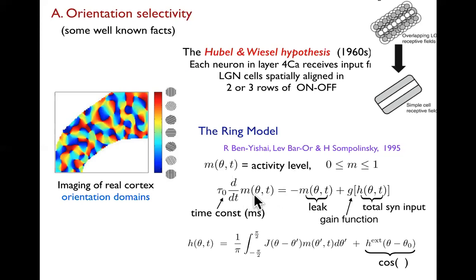I can write down how the activity level changes. There's a leak term, and then it takes the total synaptic input, and a gain function modulates how much that affects the activity. That's the equation. The total synaptic input has an interaction term and then the external drive. The external drive is modeled as a cosine function. If you think of the angle theta as being activated, you give a bump: a lot more drive near theta zero, tapering off like a cosine function. The drive means that you give it more spikes in this model.